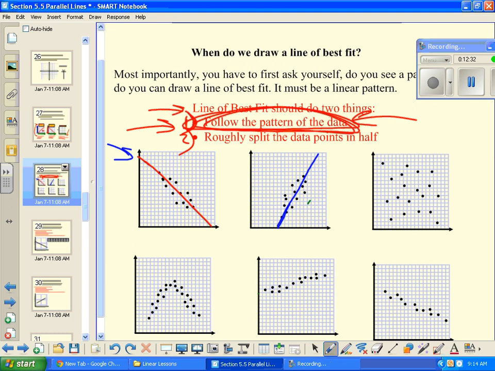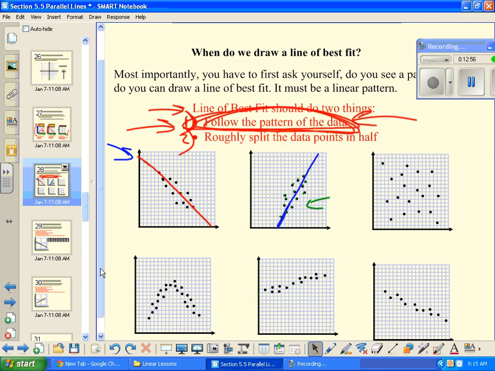Like if I look on this side here, I got 1, 2, 3, 4, 5, 6. On the other side, I got 1, 2, 3, 4, 5, 6, 7, 8. So, I mean, I'm close. And again, that's the most important thing. You should be close. If you don't split it exactly in half, that's not the worst thing. But I'm more worried about, let's just make sure we follow the pattern of the data. That needs to be the priority when you're drawing a line of best fit.